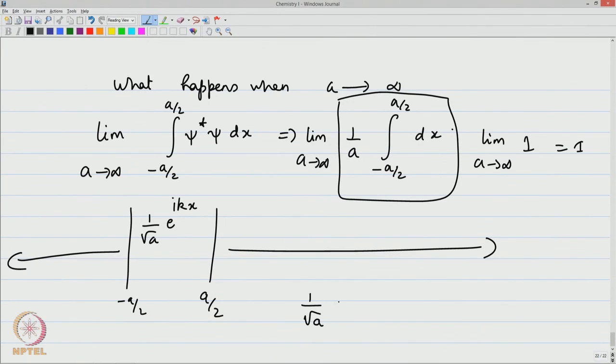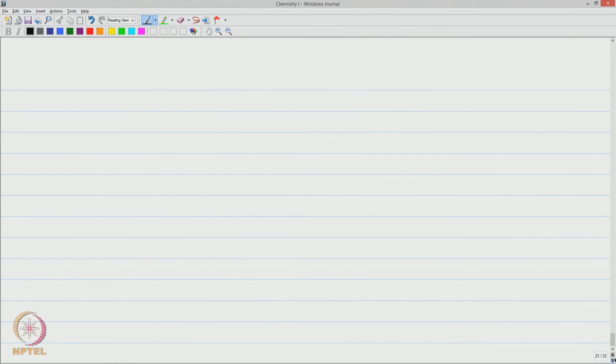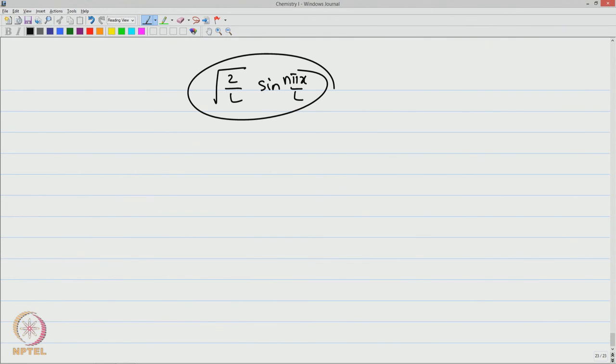So, this is a beautifully normalized, box normalized free particle wave function. This function 1 by root a e to the i k x is known as the box normalized free particle wave function. It is not a surprise if you remember the functions that you were used to. It is root 2 by L sin n pi x by L. It is already there. Similar things have been done, except that this is the imaginary part of the e to the i k x. Otherwise functionally there is no difference in the concept.